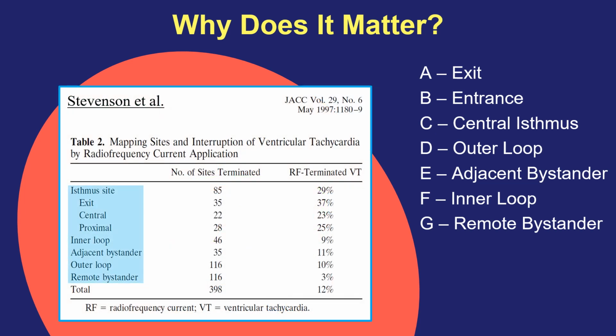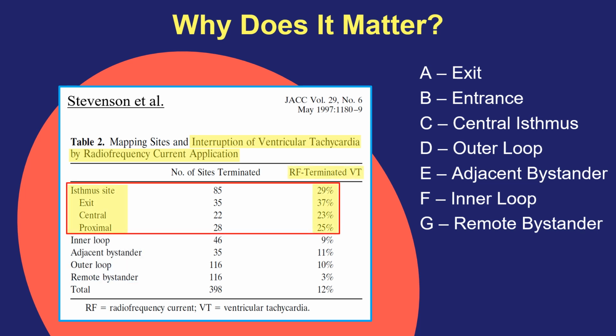Here is one of the seminal papers from Bill Stevenson back in 1997, where they reviewed all of the different potential sites in and around VT circuits and the anatomy of those VT circuits, and they looked at the effectiveness of ablation during ventricular tachycardia. And of course, they found that it was the isthmus, the exit, the central and proximal components of the isthmus that were by far the most likely sites where ablation would be successful to terminate and eliminate VT.